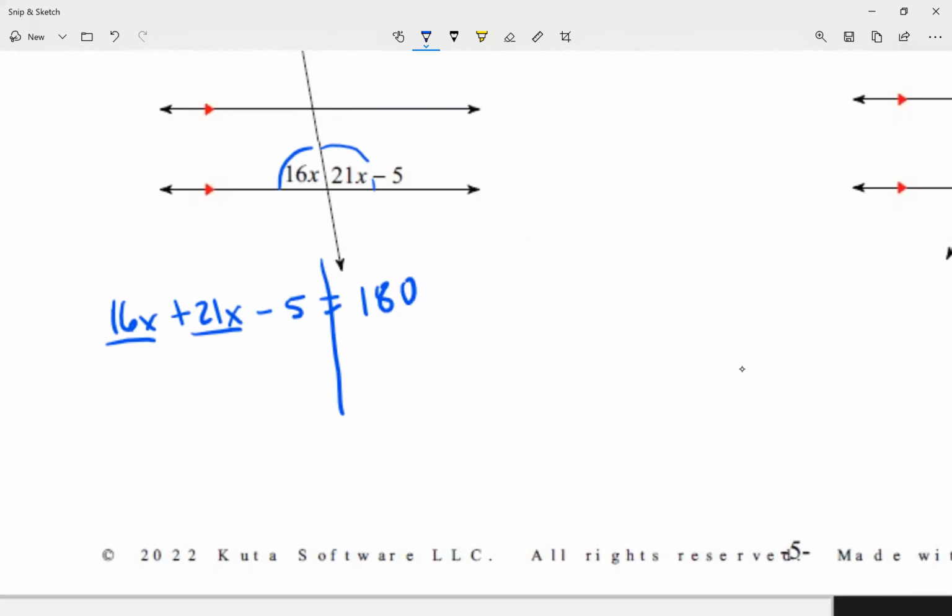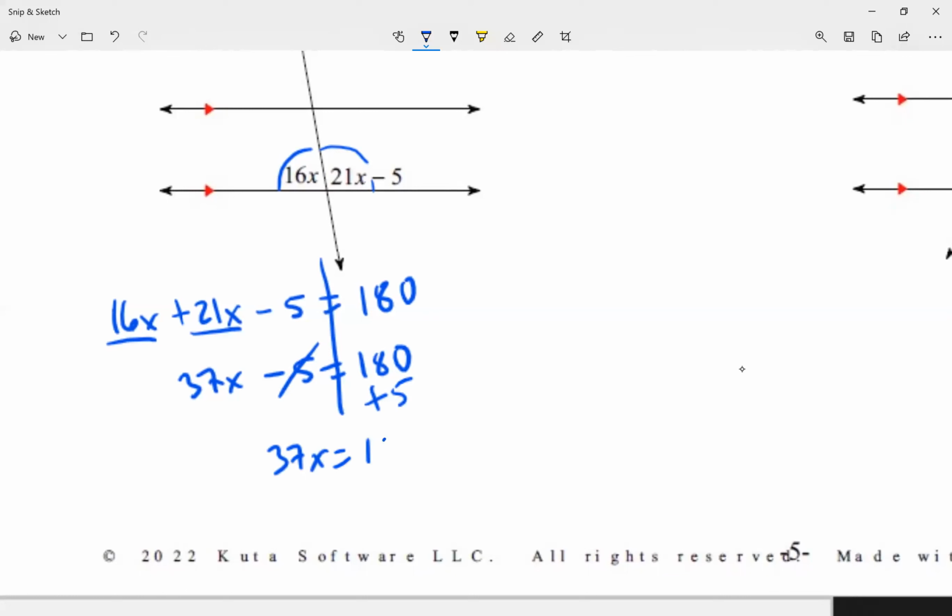When it comes to letters, 16 plus 21 is 37. So I have 37x minus 5 equals 180. To have the x by itself, the minus 5, let me move it over as a plus 5. So I have 37x equals 185. Divide both sides by 37. x equals 5. I'm dividing by 37, so x equals 5.